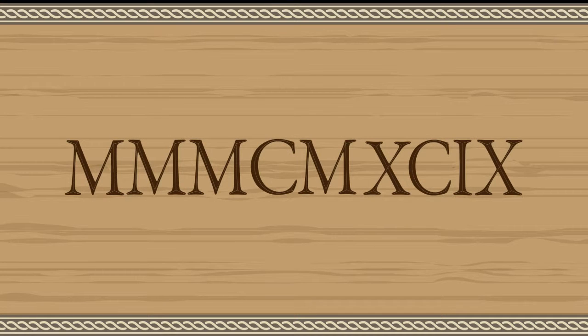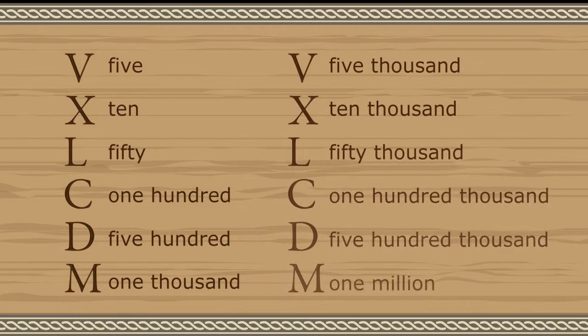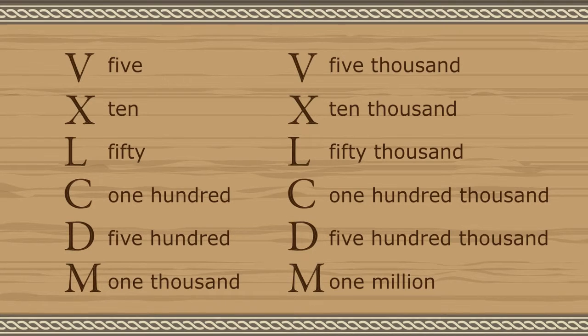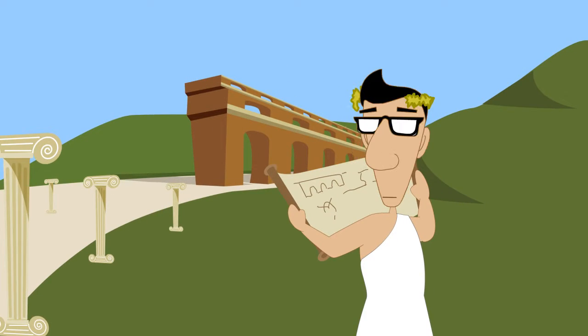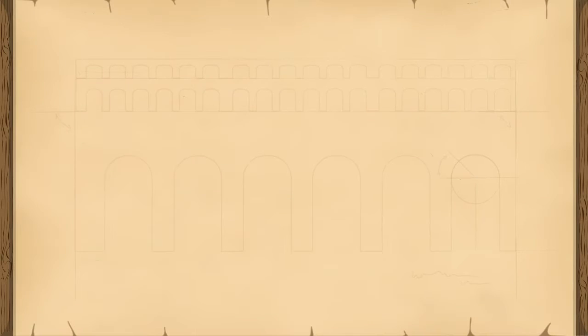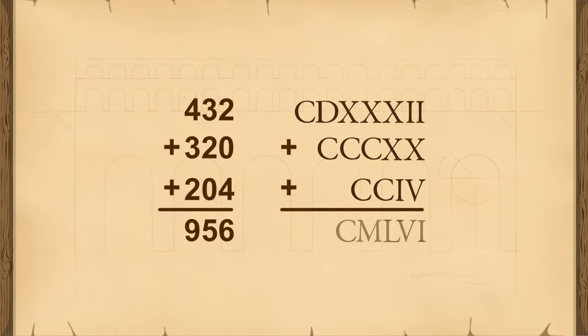The Romans rarely needed numbers larger than this. When they did, they used the standard symbols with a bar over them to indicate a value 1000 times greater. At first look, it seems like it would be very difficult to do calculations using Roman numerals. For instance, take the following simple addition problem. Using Roman numerals, this same problem looks quite complicated.